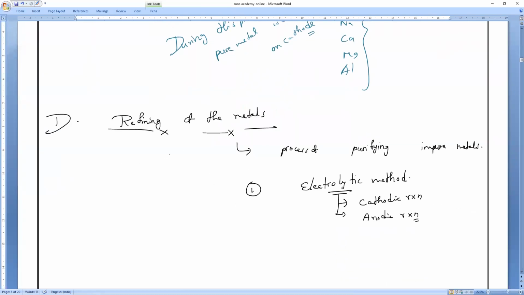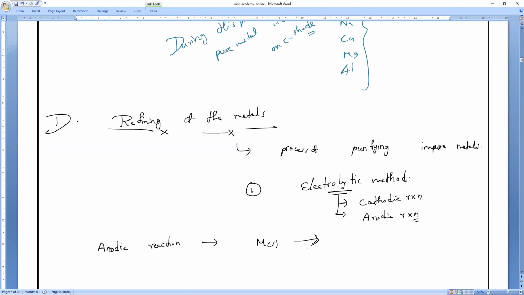We will study the example. But for refining of the metals, I will give you the standard equations for the cathodic and anodic reactions, so please learn them. Most important one. Many times they will ask this. Based upon this, 100% there will be a question. We already got the metal, but is it impure or pure? Impure metal. So we have to purify it.